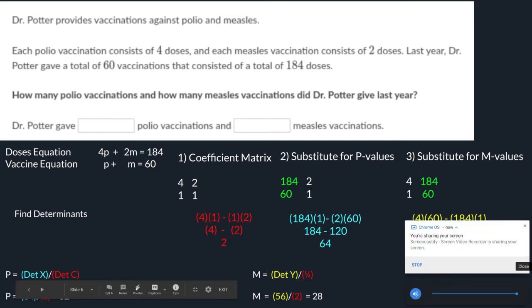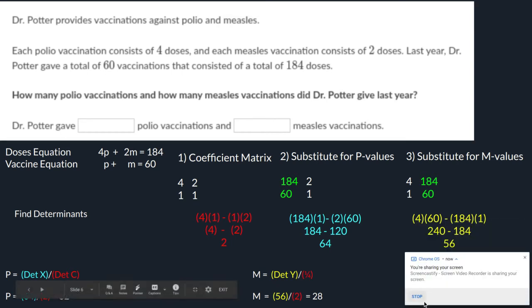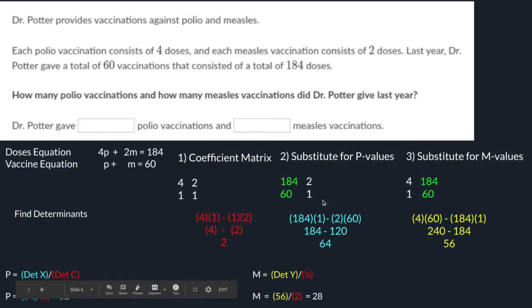Hi guys, received a couple emails on story problems. Definitely a little bit tricky. The biggest key is making sure that you can set up your equations. Once that's done, the rest is pretty simple.